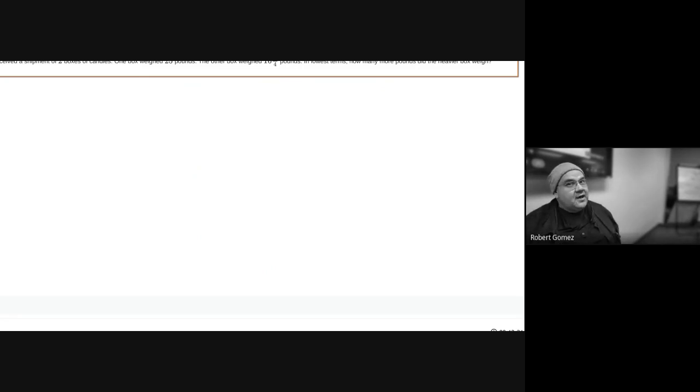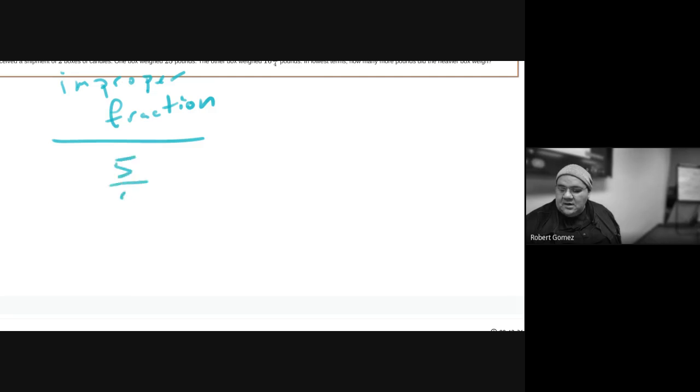Let's go back to our 5/4, okay? So we have our improper fraction, 5/4. What we're going to do right now is represent this improper fraction as a mixed number. Remember, the reason it's called a mixed number is because it has a mix of two different numbers, right? It has a whole number and it has a fraction, right? So that's why we call it that.